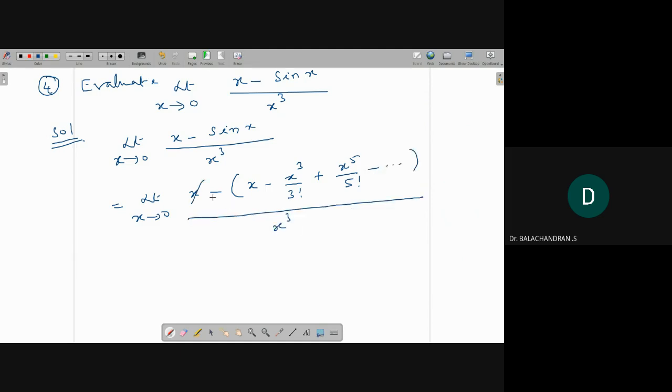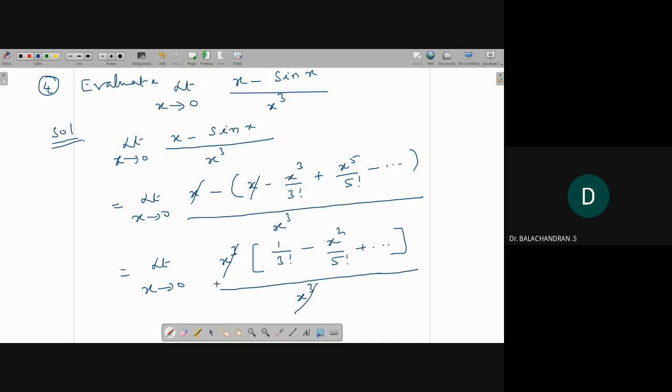So you can cancel this x and x. If you take commonly x cube in the numerator, you'll get x cube into 1 by 3 factorial minus x square by 5 factorial plus and so on, divided by x cube. So now you can cancel x cube and x cube.